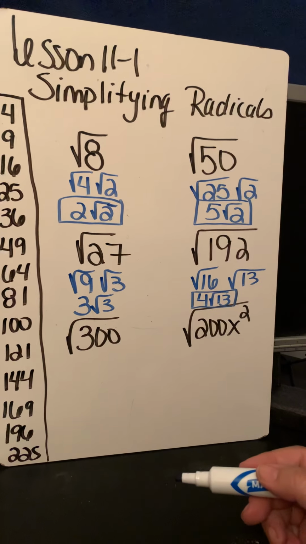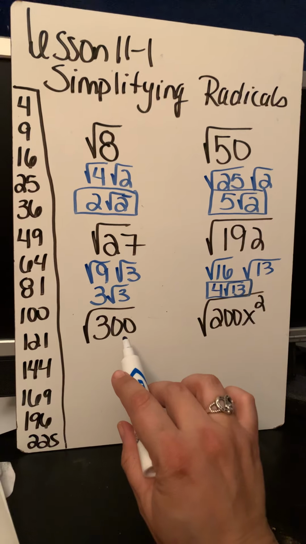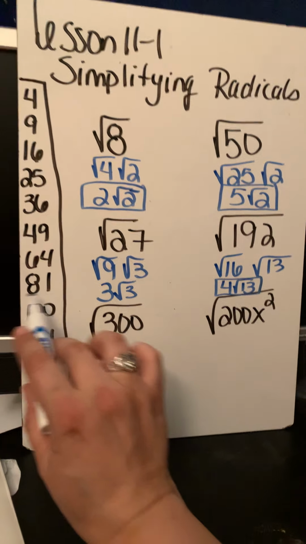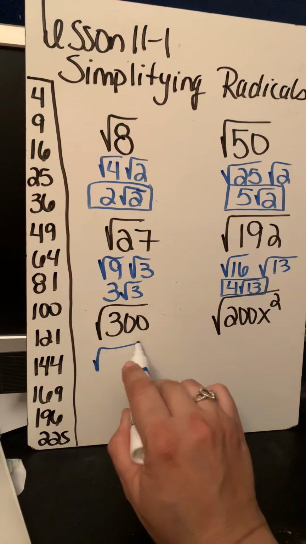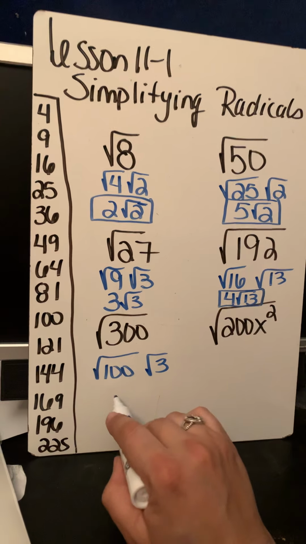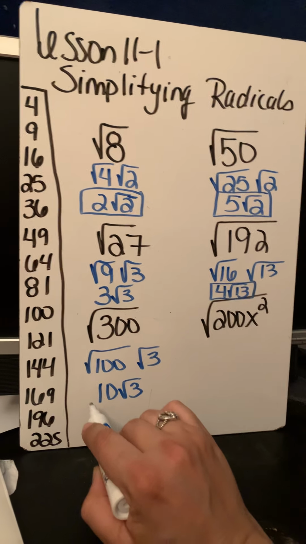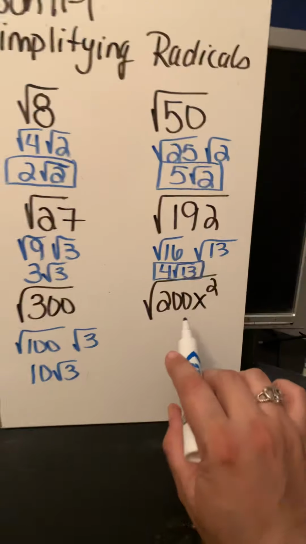Done. This one here. What perfect square goes into 300? Yes, there is one, and it's usually the obvious one right here. 100 goes into 300 3 times. Square root of 100 is 10, so I would write that as 10 root 3. Now we're going to throw in some variables.